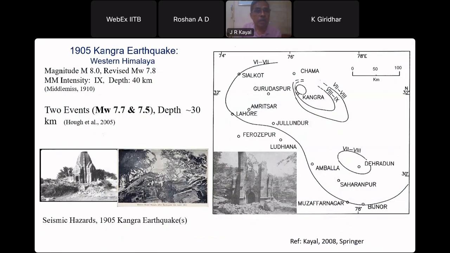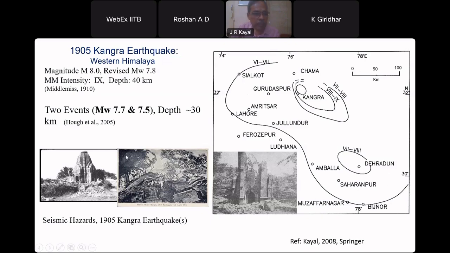Now, if we look at the 1905 Kangra earthquake, it was earlier reported as magnitude 8.0, a great earthquake, but now revised to 7.8, with intensity of the order of 9 and depth of the order of 40 kilometers. Now, this depth is a bit unlikely in the Himalaya, so there is a lot of controversy. These earthquakes caused two major seismic zones. Intensity of the order of 8 to 9 at Kangra, and about 7 to 8 in Dehradun. So there are two high intensity zones in this.